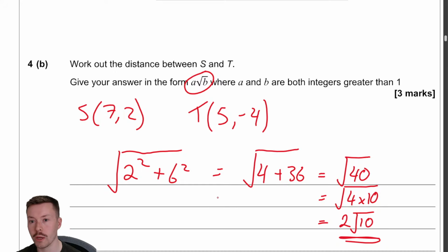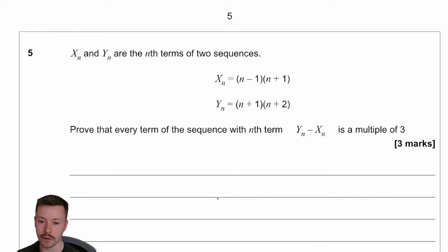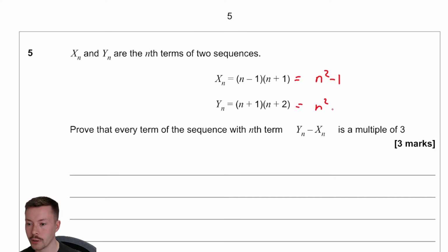Okay, moving on then to the next question, question 5. So, this is an interesting looking question. Xn and Yn are nth terms of two sequences. Prove that every term of the sequence with nth term Yn minus Xn is a multiple of 3. So the first thing I want to do here before I subtract these two things, I'm going to expand them. So that gives me n squared minus 1, and this one gives me n squared plus 3n plus 2.